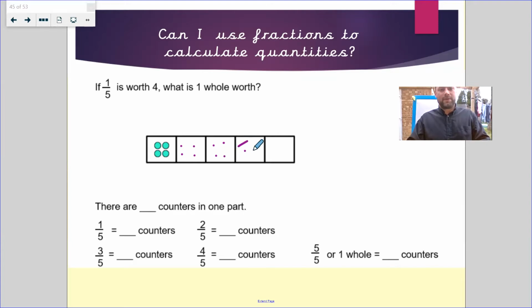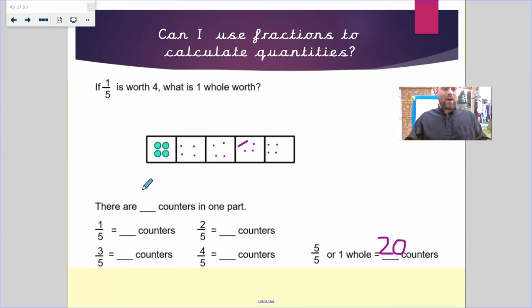Oh, that one's gone a bit squiffy. And then you count them all up. An easier way to do it: we know we've got 4 in each one, we've got 5 blocks in each one, so that we know that there are 20 counters that make up our whole.